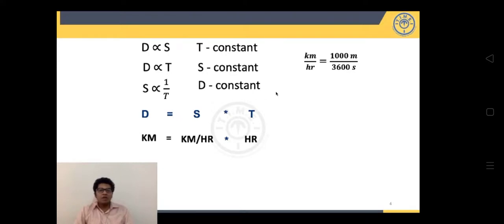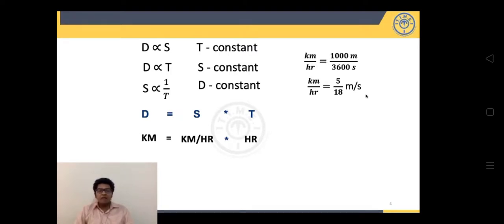Now what is the conversion? See, kilometer per hour, if you have to convert to meters per second, 1 kilometer is equivalent to 1000 meters. 1 hour is equivalent to 3600 seconds. So we cancel, we'll have 10 by 36, which is 5 by 18. So kilometer per hour equals 5 by 18 meters per second. 1 kilometer per hour is equivalent to 5 upon 18 meters per second.